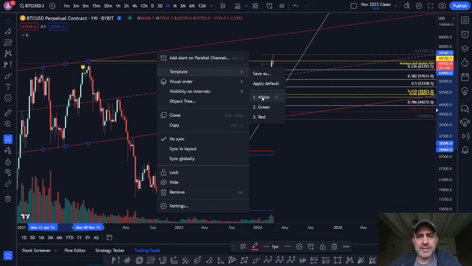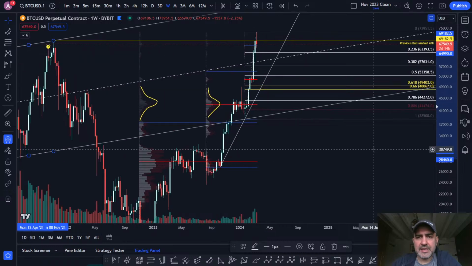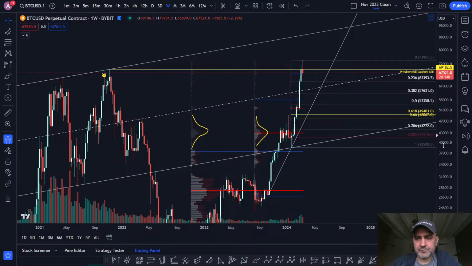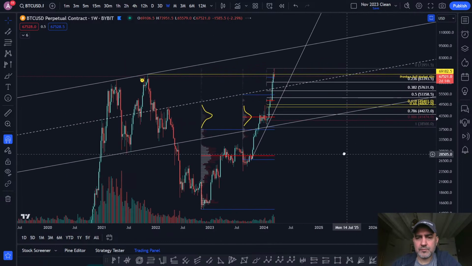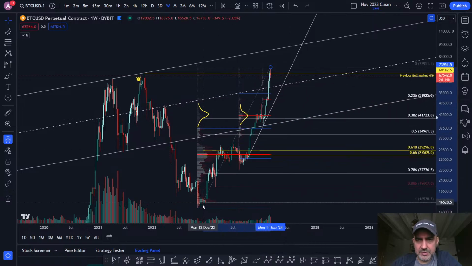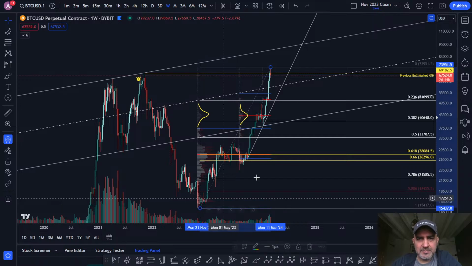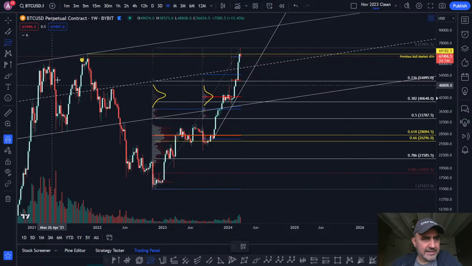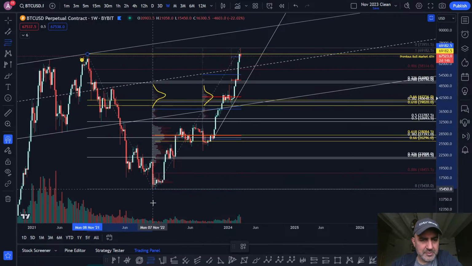Just change it to white. Okay, so we can see it now. The other fib pool we've got is this bigger one. So I think this bigger one is actually more important potentially, just because it's the whole range. And then you can also do an inverse as well. Probably the inverse is going to be exactly the same. So from top to bottom, yeah, it's going to be about the same.